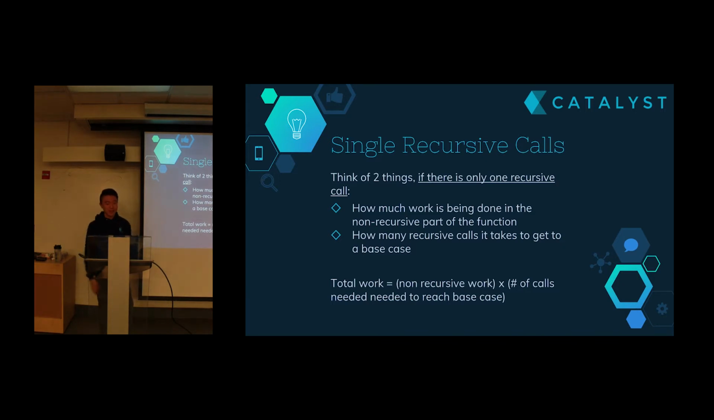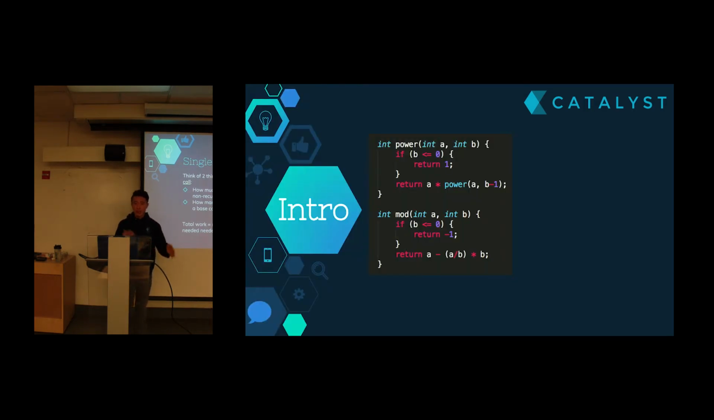So I would separate this into two main cases, one of which in which there's only a single recursive call per main call, and the other in which there's multiple recursive calls. Multiple recursive calls get a little bit hairy, and we'll talk about that in just a bit. But for now, let's talk about what if there's only one single recursive call. In that case, you just need to think of two things. One is how much work is being done in the non-recursive part of the function, and the second is how many recursive calls it takes to get to your base case. So your total work is just the product of those two. I think this might be a bit abstract, so let's talk through a couple of examples.